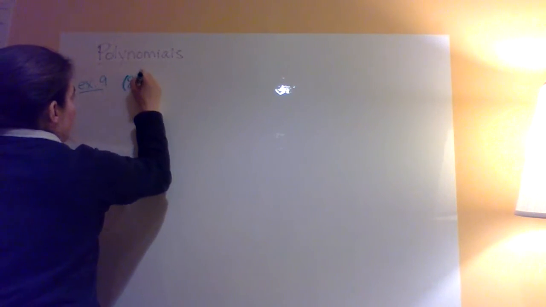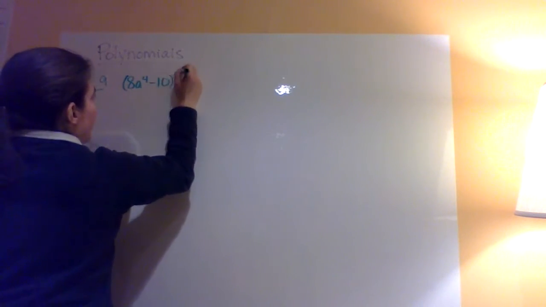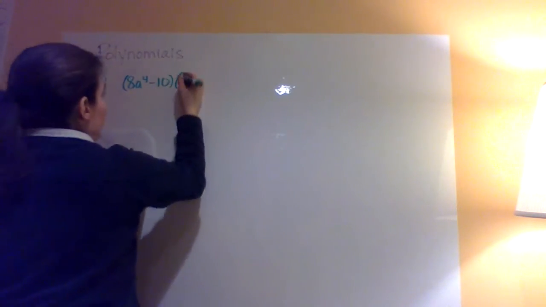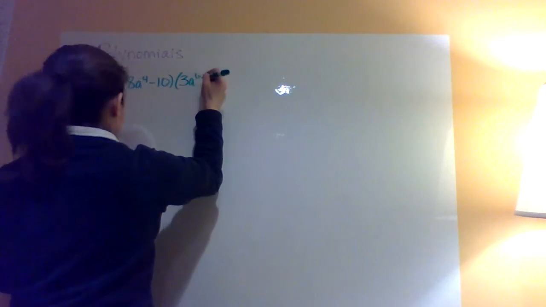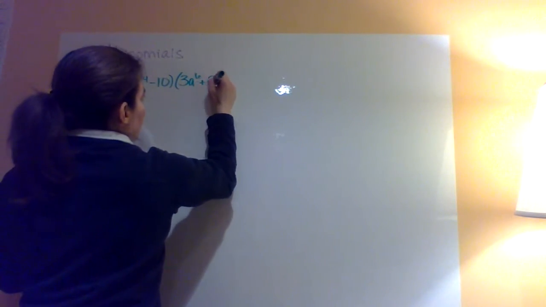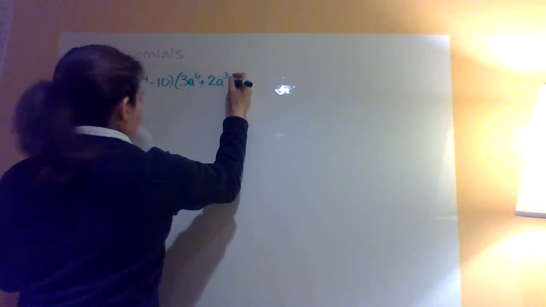Okay, so we're back for example 9. This time we have a binomial, 8a to the 4th minus 10, times a trinomial, 3a to the 6th plus 2a to the 3rd minus 4a.